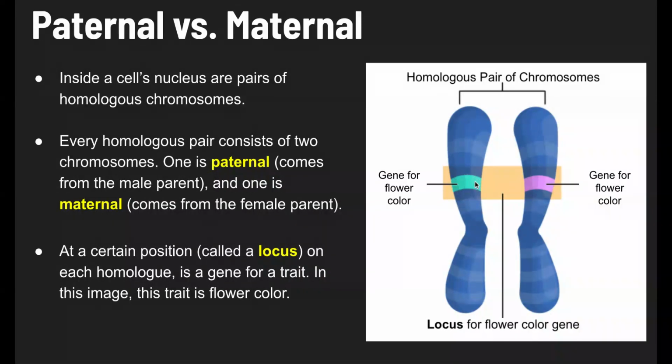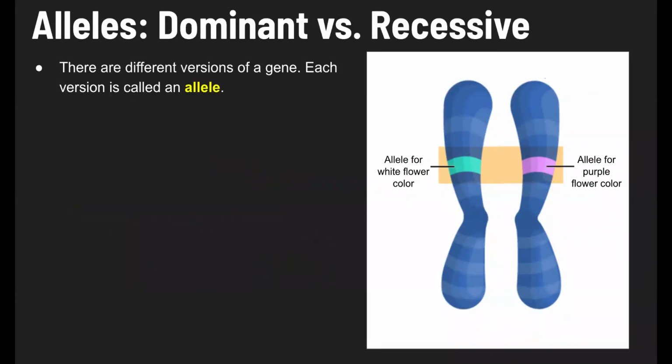So this represents the gene for flower color on this homologue, and here we have the gene for flower color on this other homologue. Now, you'll notice these genes, they're different colors because they represent different alleles. There are different versions of a gene, and each version is called an allele.